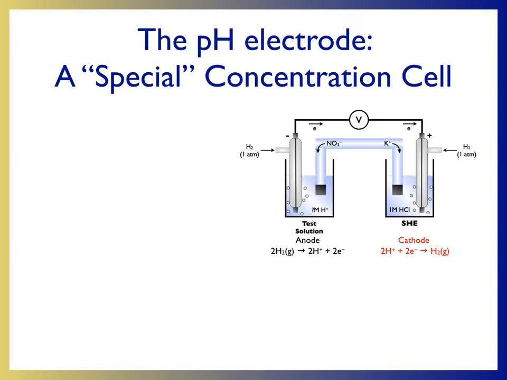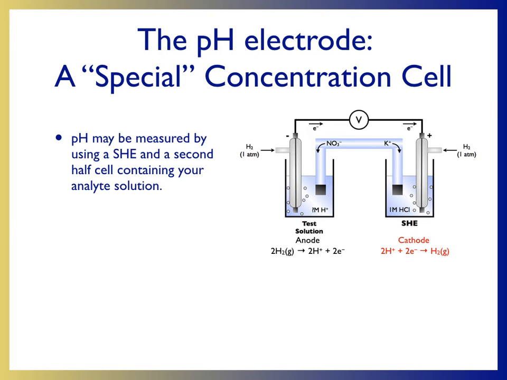The simplest brute force way to make a simple pH sensor is to combine 2 hydrogen half cells together. One half cell would be the standard hydrogen electrode, where you have a 1 molar concentration of HCl. The other half cell would be your test half cell. That is, it would contain an acidic or basic solution where you do not know the H3O plus concentration. In this example, our test cell is acting as the anode, and the standard hydrogen electrode is acting as the cathode.